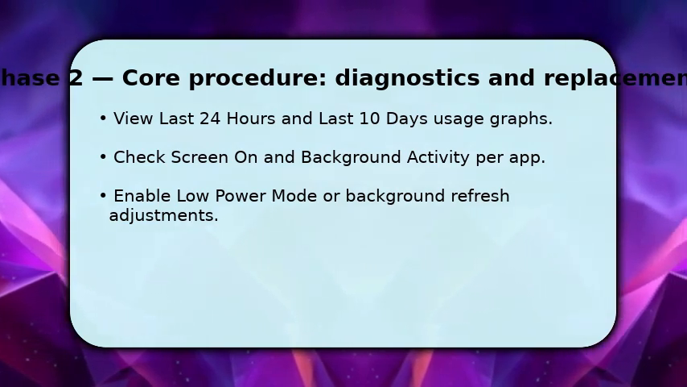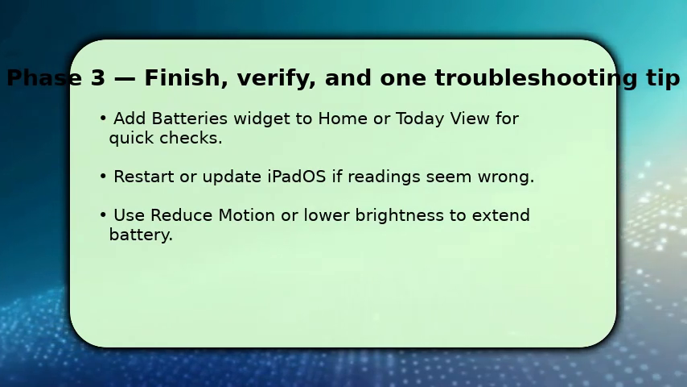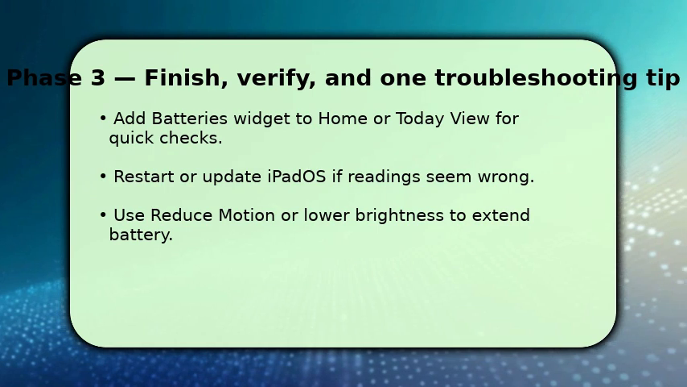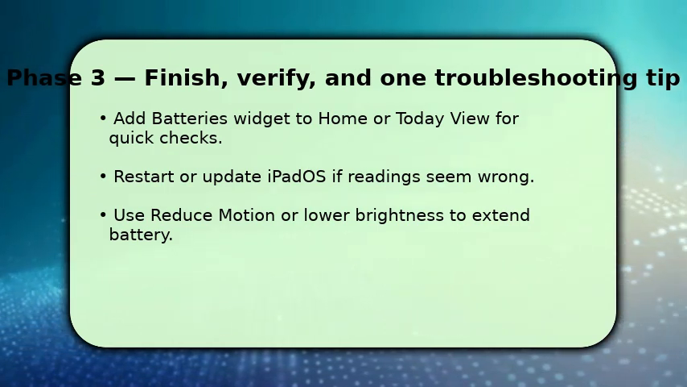Finally, add the batteries widget to your home screen or Today view so you can glance at percentage and connected device levels quickly. To add it, long press the home screen, tap plus, choose batteries, and place the widget.